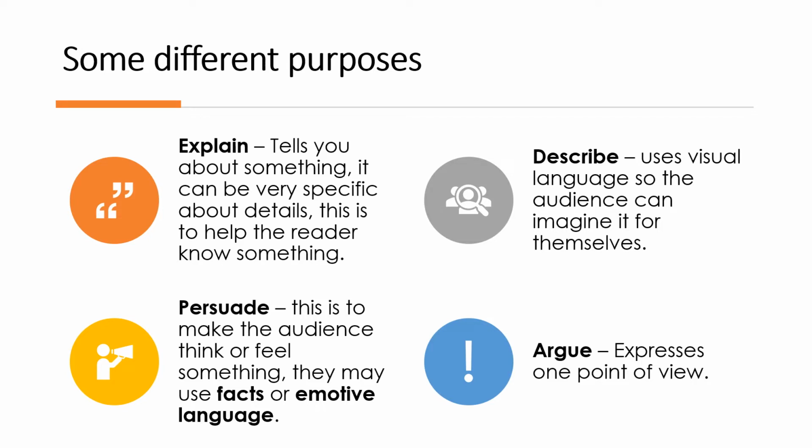Okay, next we move on to persuade. Now this is a very powerful purpose in that it's making the audience think or feel something, and it tends to use a lot of facts or emotive language and some language techniques to really persuade and influence the audience. So that's to change. So two very different types there. Explain kind of has no bias, whereas persuade really wants a person to think in a particular way.